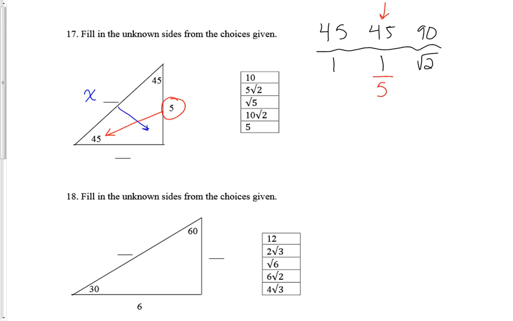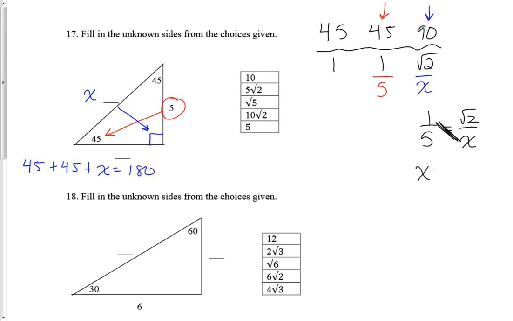This side is across from this missing angle right here, and I know 45 plus 45 plus the missing angle has to equal 180, which means this missing angle is 90. So I go beneath the 90 at the square root of 2, and I make a fraction with the square root of 2. I'm going to take these two fractions and set them equal to each other. I cross multiply, and I get x is equal to 5 times the square root of 2. So I'm going to go back to my picture, and I'm going to put that this is 5 times the square root of 2, making sure that it is actually in my answer bank.